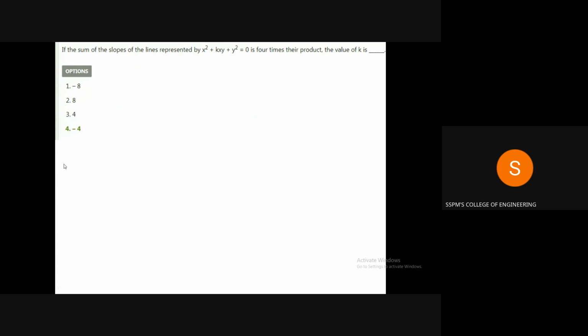Okay, next question. Again, a similar question. If the sum of the slopes of the lines represented by x square plus kxy plus y square is what is given? See, sum is what is given in the example. Sum is 4 times their product. Means what? I will write it here. Sum is 4 times product. Okay, sum is 4 times the product, or you can mathematically write it as m1 plus m2 is equal to 4 times m1 m2.